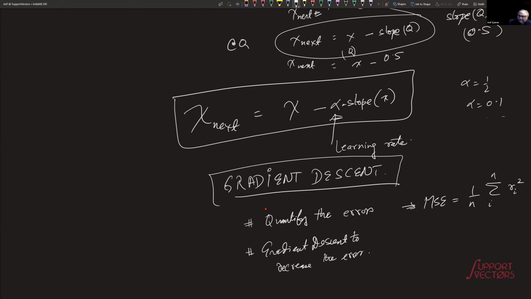Or maybe it doesn't matter. So this is your rule: you have the gradient descent rule for anything, which says x next is x minus learning rate times the slope at x, the slope of some function of x, right? And so that is it.